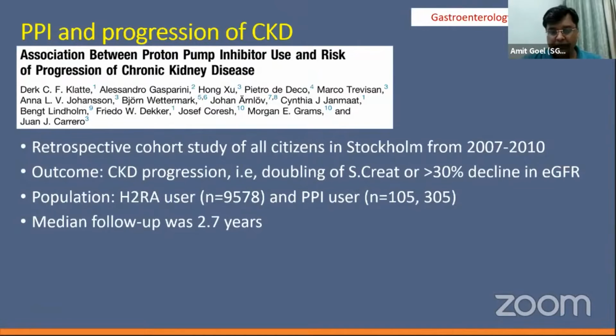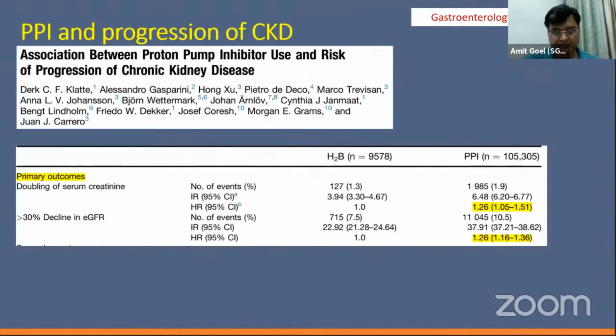The database included population of H2RA user as well as PPI user. The PPI user were quite big as compared to H2RA and also used their controls. And the median duration of follow-up was 2.7 years. If you see the risk of progression of CKD defined by doubling of serum creatinine or defined as more than 30% decline in eGFR was 1.26. The risk ratio was 1.26 hazard ratio as compared to those who had used H2RA inhibitor.